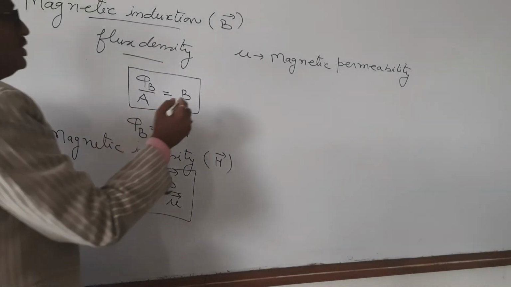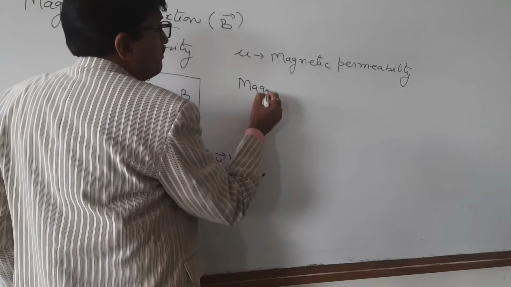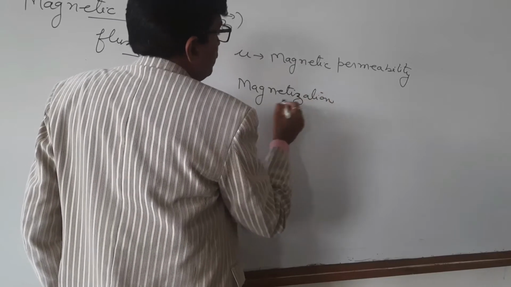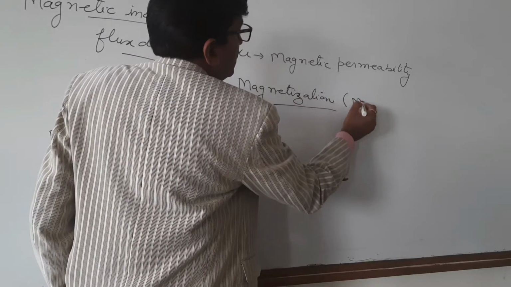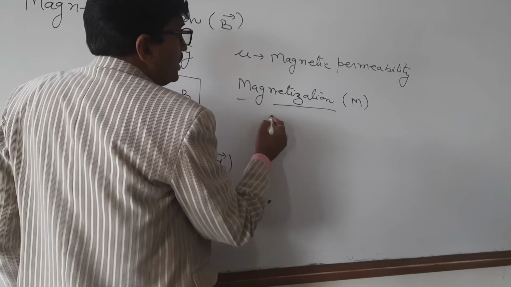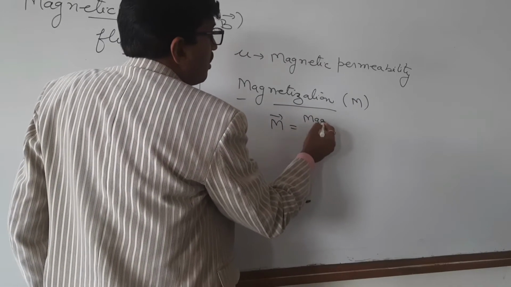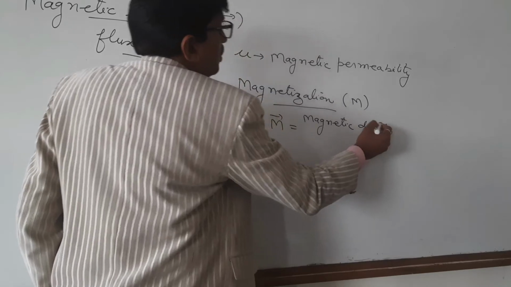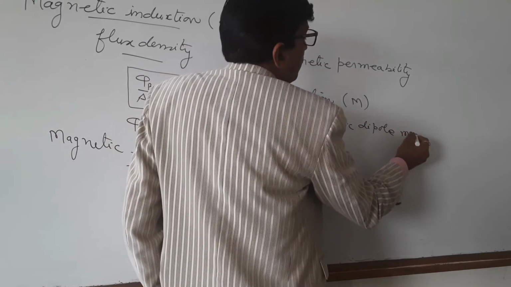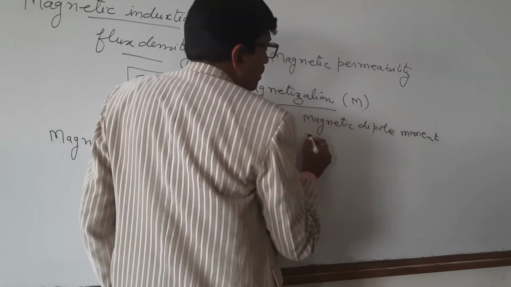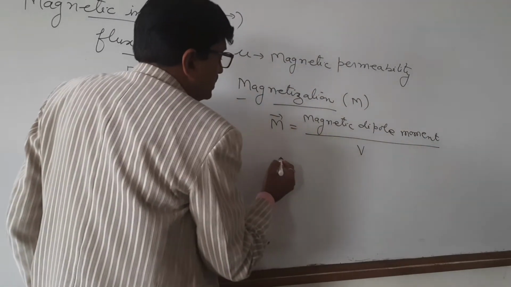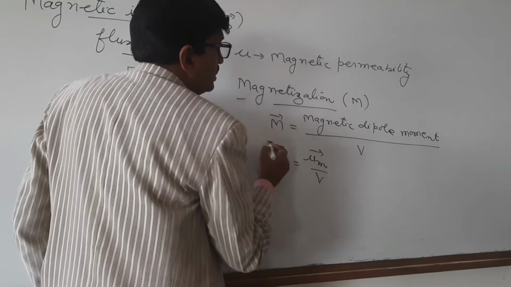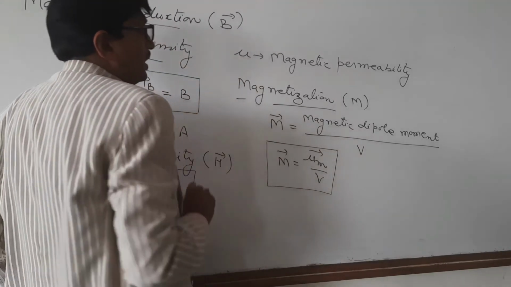And the next terminology which we use is magnetization. We represent it by capital M, and capital M is the magnetic dipole moment per unit volume, or we can say M is equal to mu m upon V. This is magnetization, capital M.